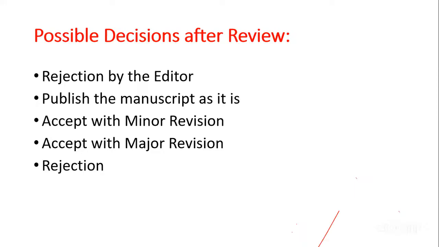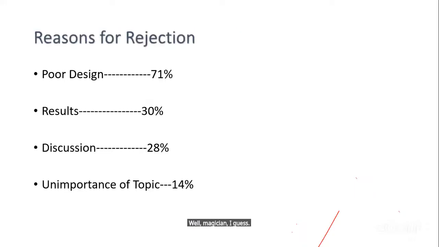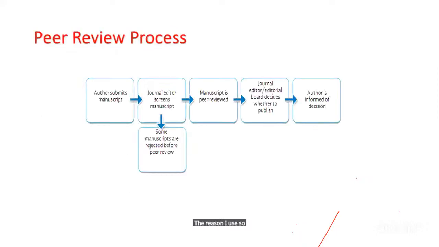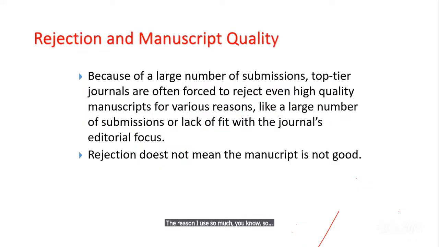The editor can decide to publish the manuscript as it is, without correction, but that is very rare. You can be accepted with minor revision, or major revision, or rejection, which is when it's not accepted in entirety. Many papers are rejected for reasons relating to design, research, discussion, and other important topics. These are the reasons why some journals are not accepted.